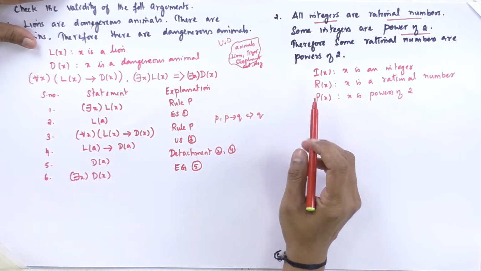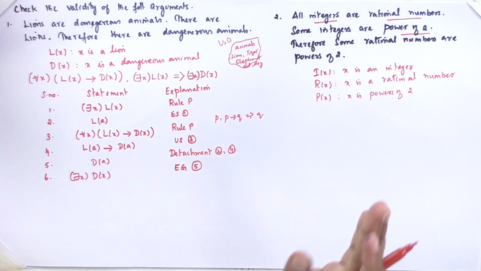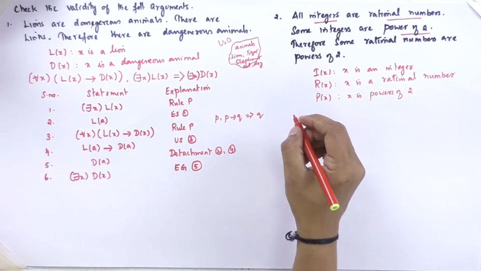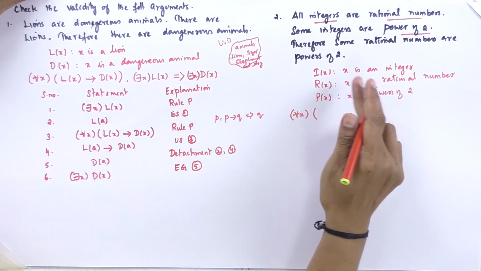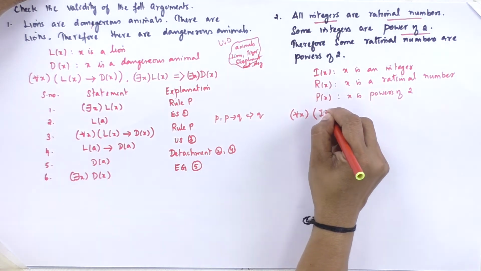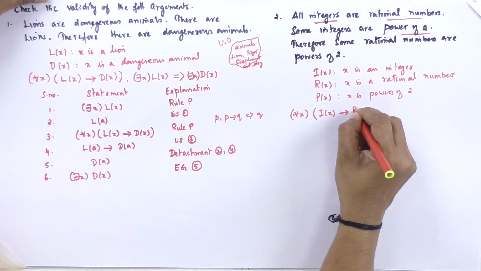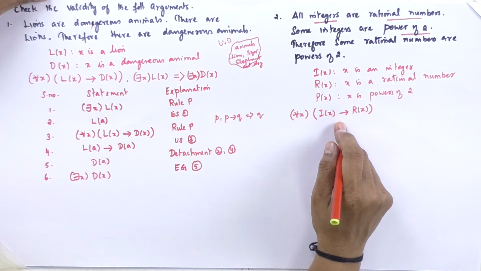Now let us see. All integers are rational numbers. Definitely if it is an integer, it is a rational number. That is what it means. So for all x, all integers is I of x. If it is an integer, then they are rational numbers. So we have the conditional connective. So the first premise is over.